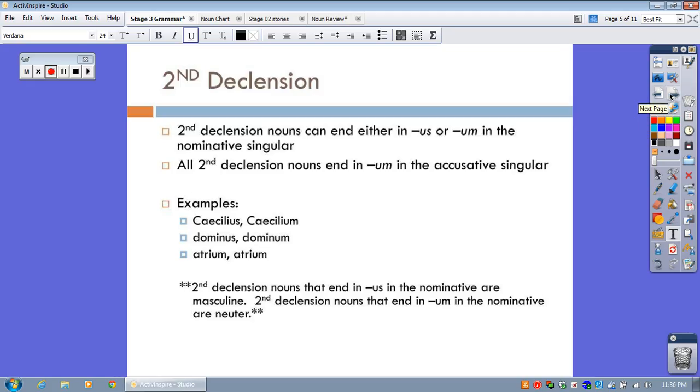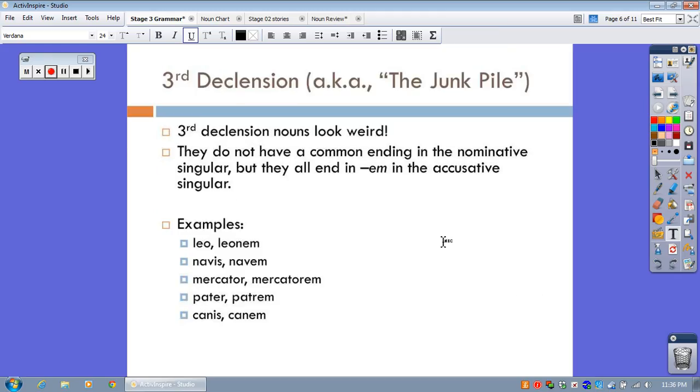And we'll talk more about neuter nouns and what that means when we get to stage 18 at the very end of this semester. And then finally, the third declension, the junk pile. As we mentioned, there is no common ending for the nominative singular. So leo, for example, versus navis, versus mercator, versus pater, versus canis. But they all end in -em in the accusative singular. So as you can see here, the second word would be the accusative word. In other words, the way the noun is spelled when it's the direct object of the sentence.